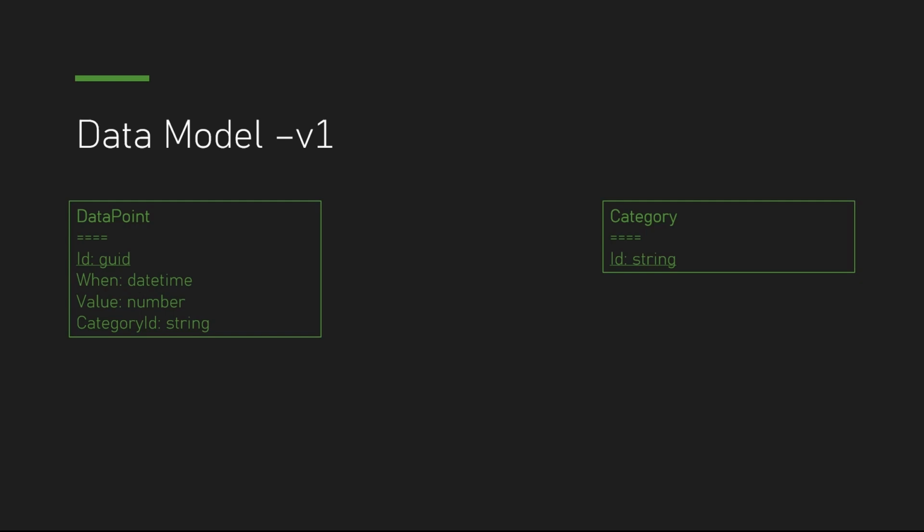What is lacking at this moment is also very important. That is the relationship in between data point and the category. For our model, it is easy. It is one-to-many. That means one category could have multiple data points, but one data point could only belong to one category. And you'll see why that is important soon.